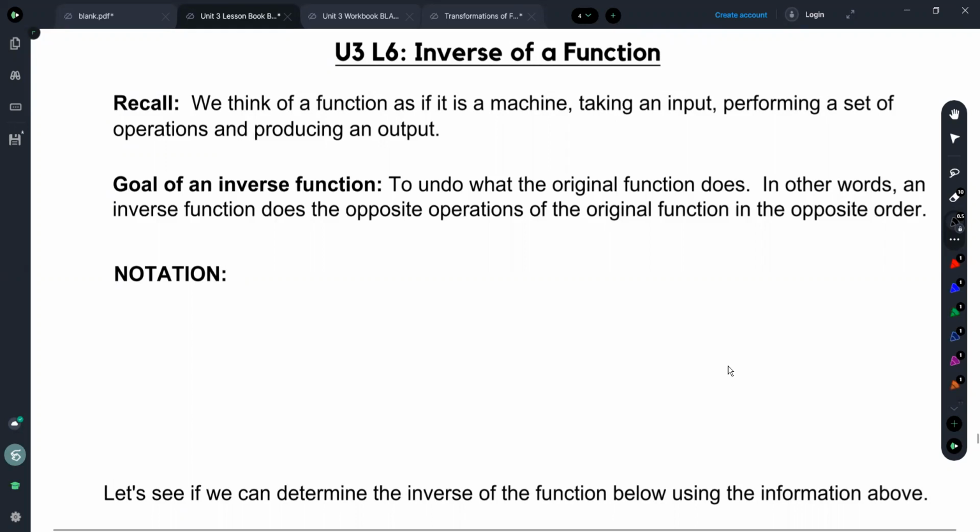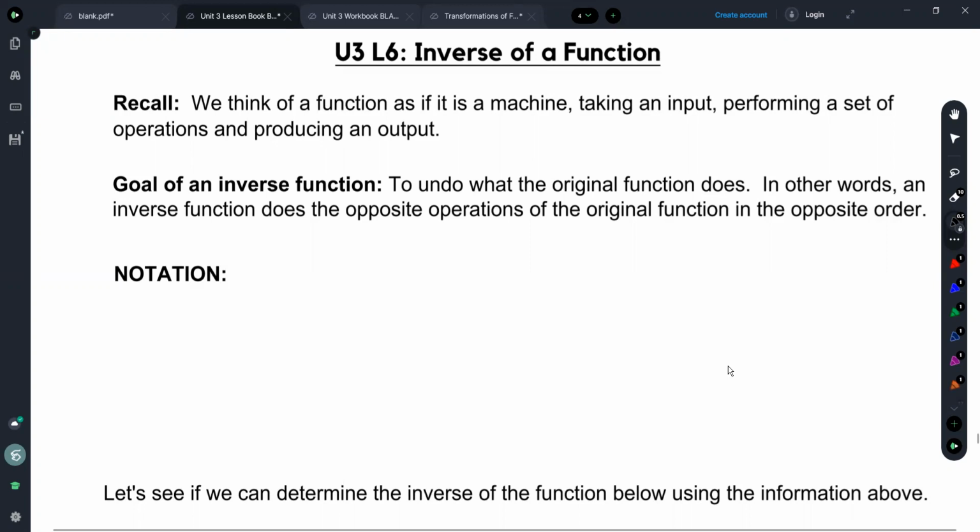So today we're going to talk about an inverse function. And the goal of the inverse function is to undo what the original function does. So basically it will do the opposite operations of the original function, and it does them in the opposite order. So if you imagine our example of the freezer, imagine a reverse freezer, an inverse freezer, where you put in ice, it melts it, and then it gives you the water. That's basically what an inverse would be of that, right? So opposite operations in the opposite order.